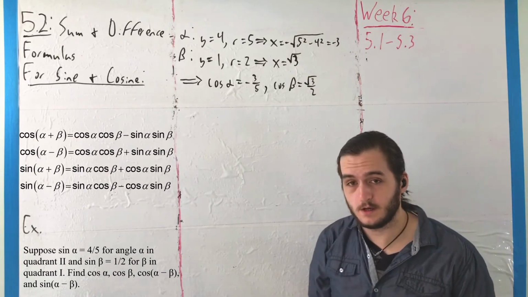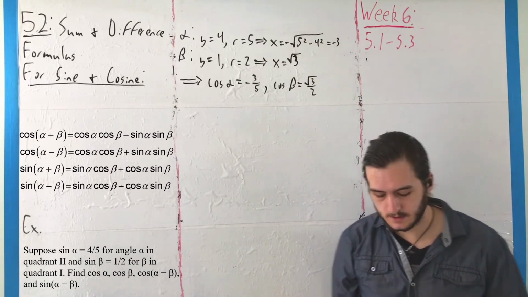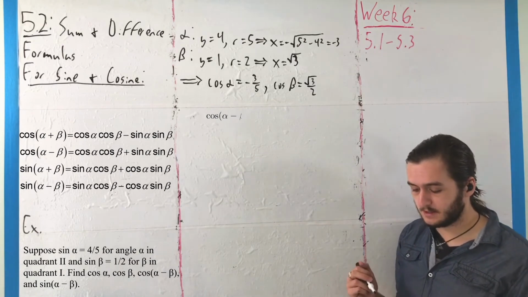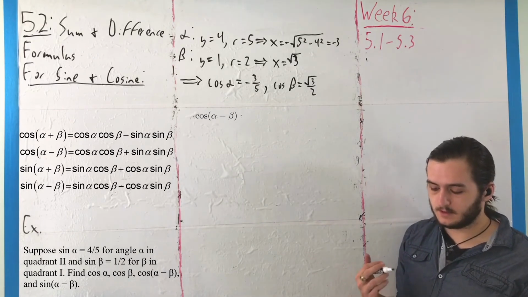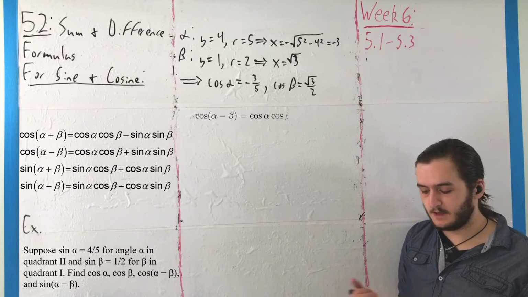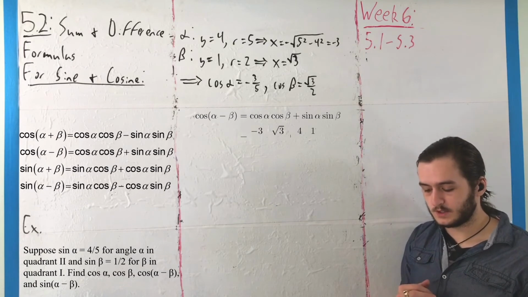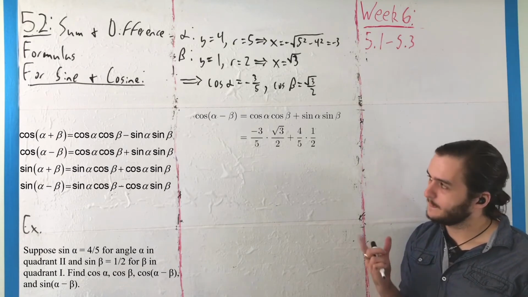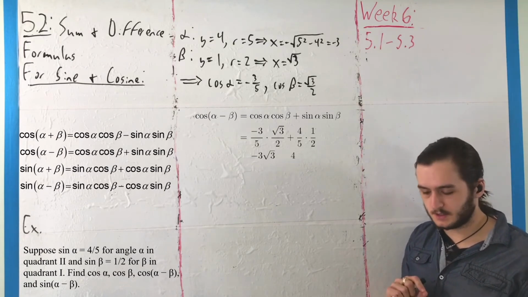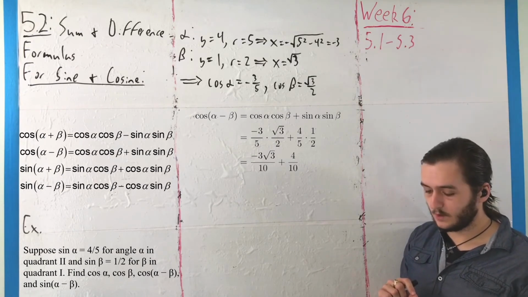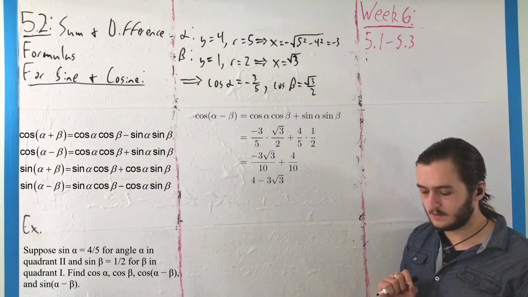In any case, from here, we can apply our difference formulas, where for cosine of alpha minus beta, we can use that formula to say that it is equal to cosine of alpha cosine of beta plus sine of alpha sine of beta, which here would take the form -3/5 times √3/2 plus 4/5 times 1/2. Multiply those together, combine the terms, and what we will get is (4 minus 3√3)/10.